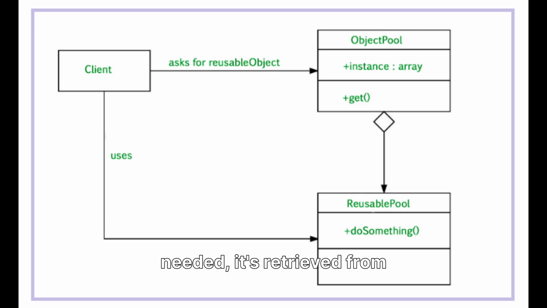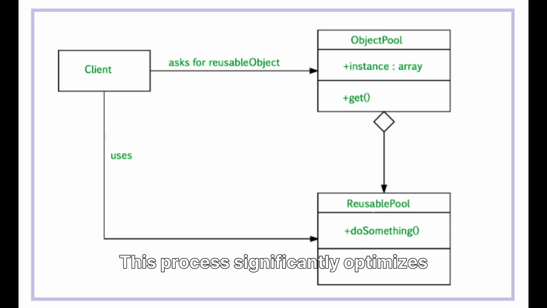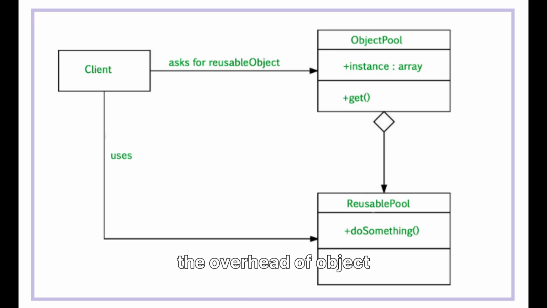When an object is needed, it's retrieved from the pool's available list rather than being newly instantiated. Once the client is finished with the object, it's returned to the pool, becoming available for future requests. This process significantly optimizes resource usage by reducing the overhead of object creation and garbage collection.